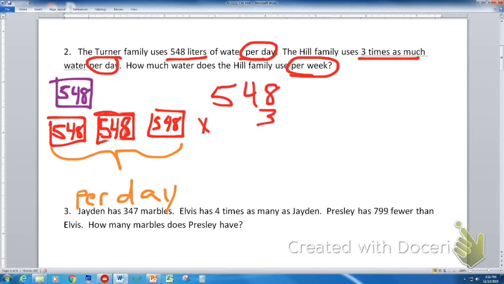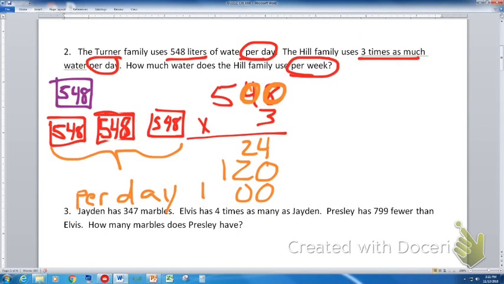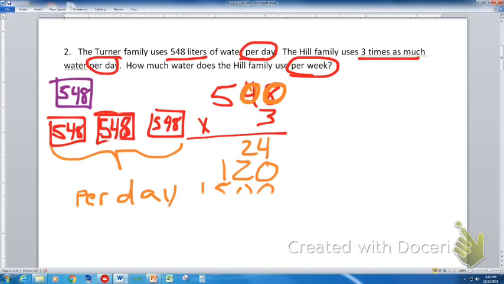So I'm going to do, once again, the partial products method. Okay, so 3 times 8 is 24. 8 becomes a 0. 40 times 3, you can put a 0. 3 times 4 is 12. And then that becomes a 0. So now it's 3 times 500, or if you put 2 zeros, 3 times 5, which is 15. We then add up all 3 numbers. 4, 4, 6, and 1. 1,644. Now we're going to take that.